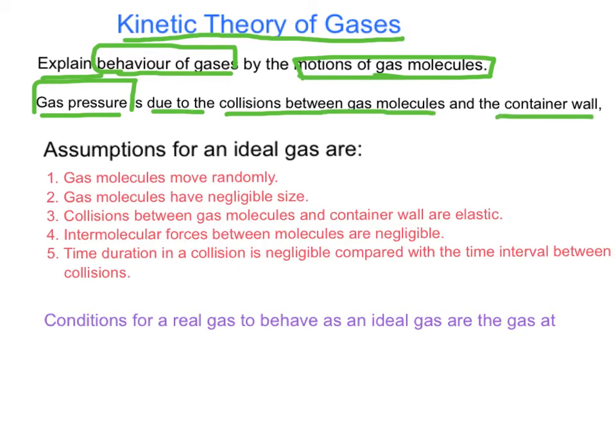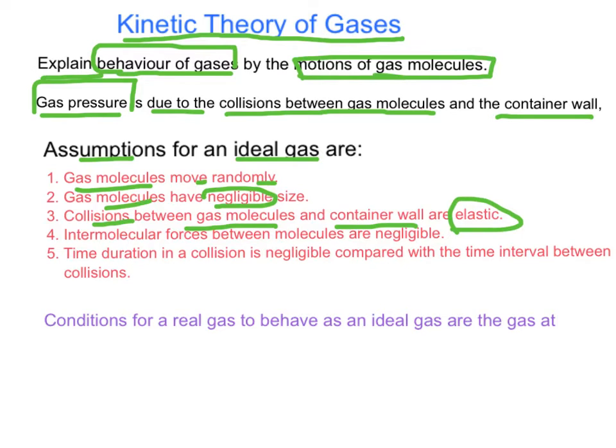Let's revise the assumptions for an ideal gas 理想氣體. The assumptions for an ideal gas are: the gas molecules are moving randomly. Second, the gas molecule have negligible size. Third, the collision between the gas molecules and the container wall are elastic 彈性碰撞. Fourth, intermolecular forces between the molecules are negligible. That means there are no forces between molecules. Fifth, the time duration in a collision is negligible compared with the time interval between each collision.